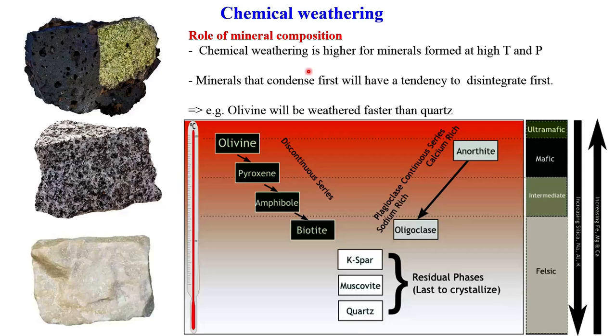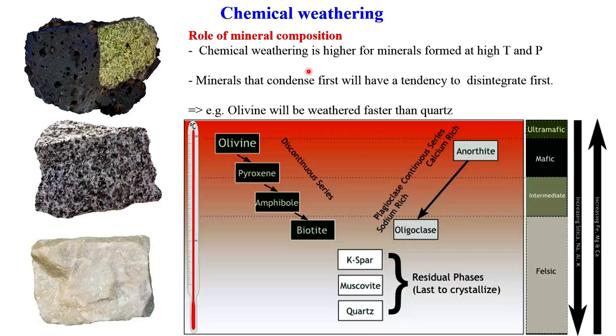So all rocks are not equal. You might have seen a diagram something a little bit like this in Earth Dynamics, maybe. Where if you start crystallizing out stuff from a melt, you might at high temperatures crystallize out olivine and pyroxenes. And as the melt evolves, you start to crystallize out quartz and muscovites at the end. If you can't remember, it doesn't really matter. But the point is that some rocks, like basalts maybe, are made up of minerals like olivine and pyroxene.